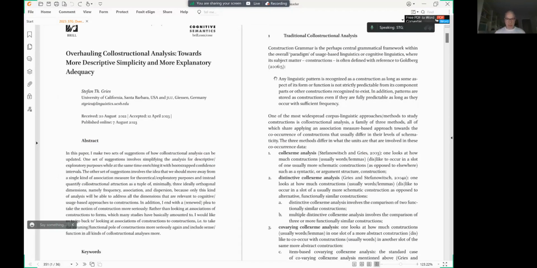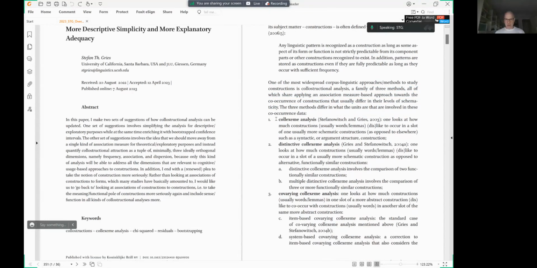So the paper then apparently has a section called Traditional Collostructional Analysis. So it talks about what construction grammar is, it talks about what a construction is, and then it gets to the paper. One of the most widespread corpus linguistic approaches, methods to study, is collostructional analysis. A family of 3 methods, all of which share applying an association measure-based approach towards the co-occurrence of constructions that usually differ in their level of schematicity. And then there are 3 methods. One is called collostructional analysis, one is called distinctive collostructional analysis, one is called covarying collostructional analysis, okay? Apparently also distinctive comes in 2 versions, a simple one and a multiple distinctive one. And the covarying collostructional analysis comes in 2 versions, namely an item-based one and a system-based one.